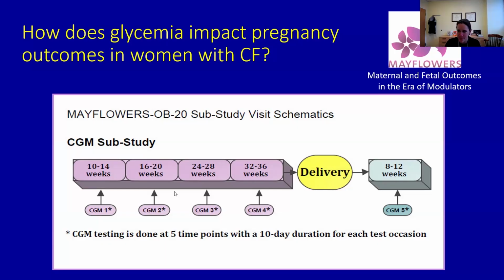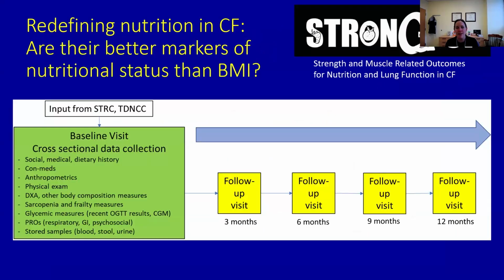So very excited about this one. And then the other one I wanted to just briefly tell you about is, I talked a lot about BMI, and BMI is tightly correlated with pulmonary function. But one thing that we're seeing is that as people are gaining weight, and we're seeing more overweight and obesity in people with CF, BMI seems to not be telling us the full picture.